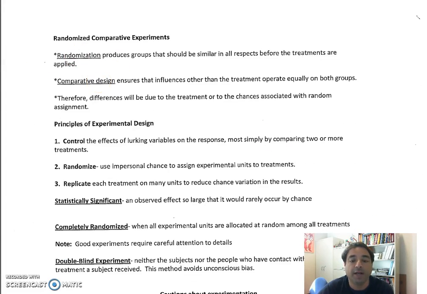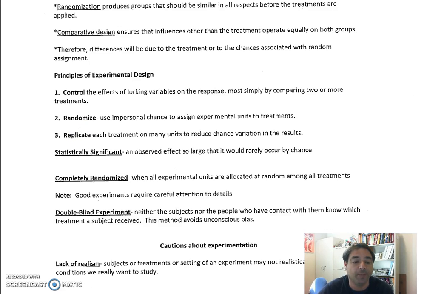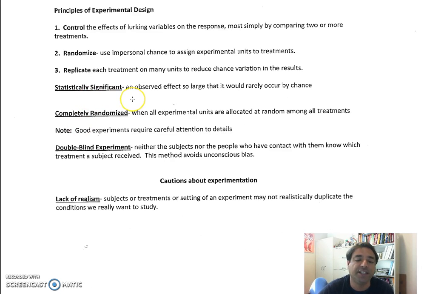We end with comparing at the end. We want to make sure we control the lurking variables, things that are outside the study, randomize, and replicate. We want everyone to receive it the same way. Statistically significant is an observed effect so large that it would rarely occur by chance. This is going to be really important in the future. So remember, statistically significant. Basically, right now, it's something's going on.